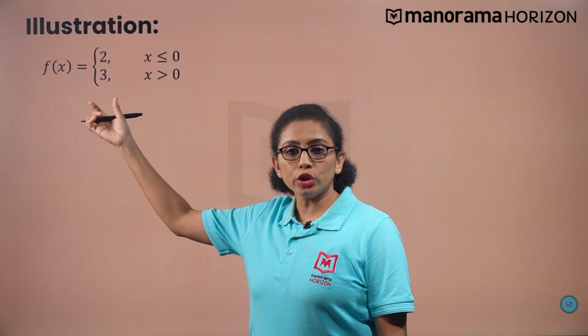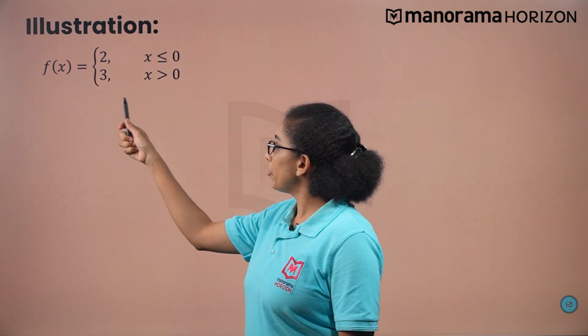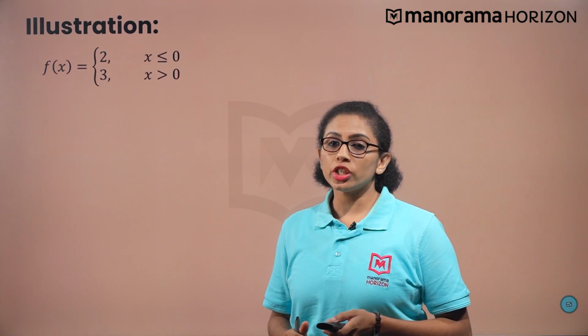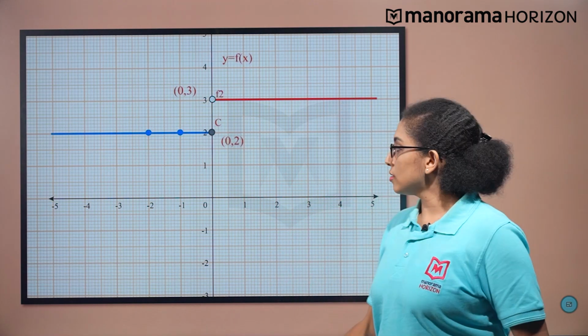So first, we can illustrate one-sided limits by an example. Consider the function f of x is equal to 2 for x less than or equal to 0, f of x is equal to 3 for x greater than 0. Check the existence of the limit of the function at x is equal to 0. The graph of this function is given here.